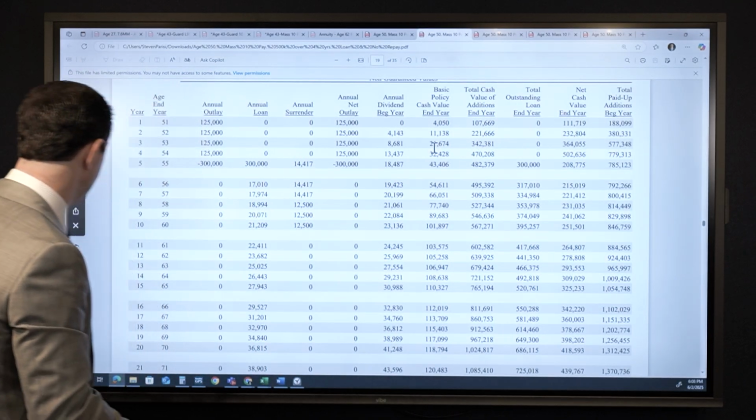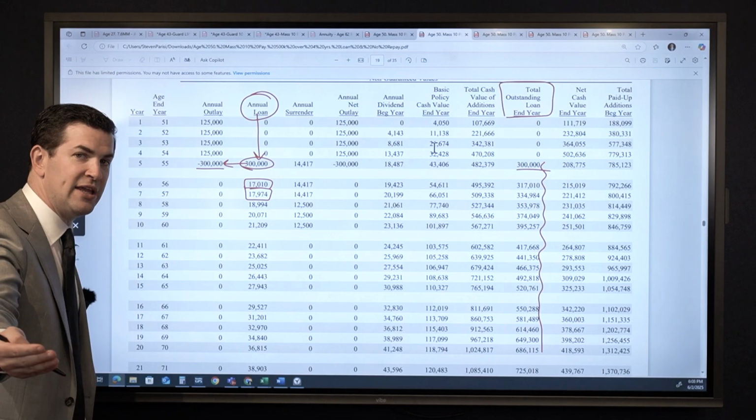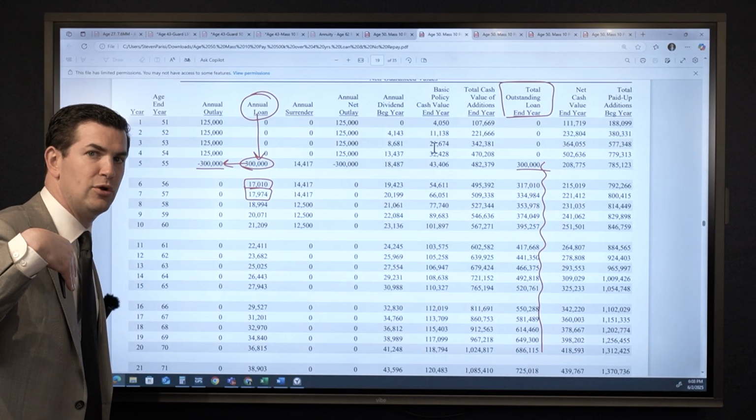Here you go. So this is the illustration we just looked at here. Total loan outstanding. You can see the loan compounding because I'm not paying any of the loan interest. This column here, annual loan. In year 5, you took the $300,000. That's why it shows negative $300,000 over here. Then you see this annual loan of $17,000. Then $17,974. Are you taking these loans and actually putting them into your bank account?